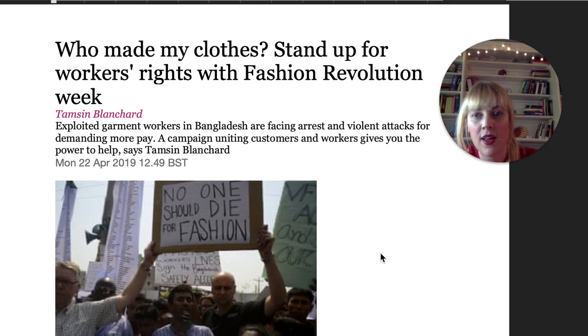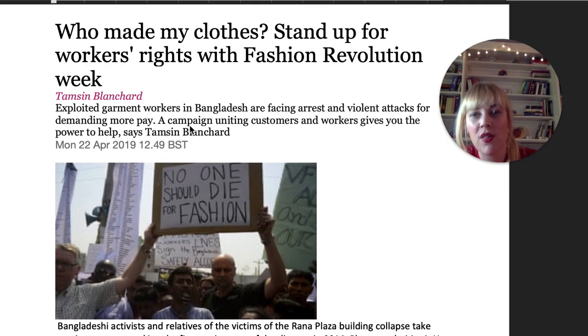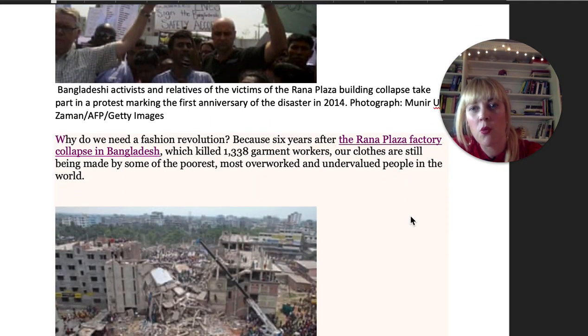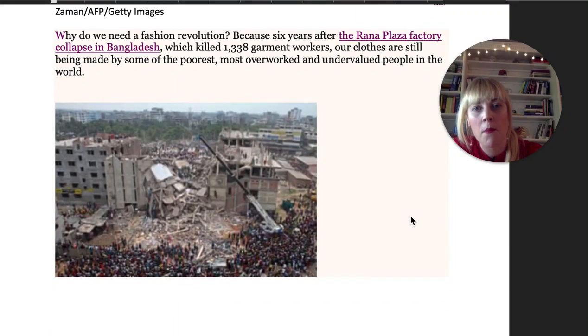So this is by Tamsin Blanchard. Exploited garment workers in Bangladesh are facing arrest and violent attack for demanding more pay. A campaign uniting customers and workers gives you the power to help, says Tamsin Blanchard. Okay, so why do we need a fashion revolution? Because 6 years after the Rana Plaza factory collapse in Bangladesh, which killed 1,338 garment workers, our clothes are still being made by some of the poorest, most overworked and undervalued people in the world.